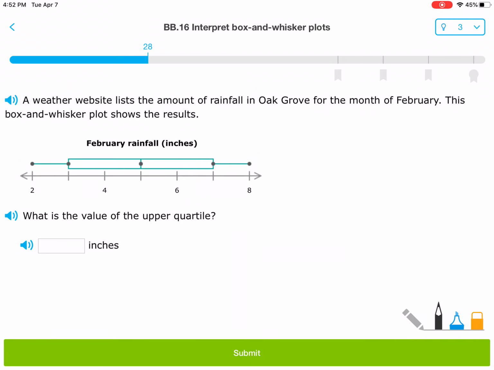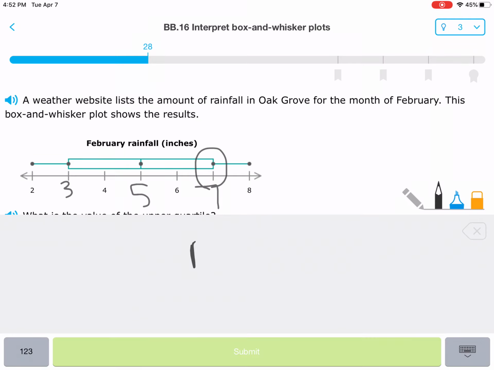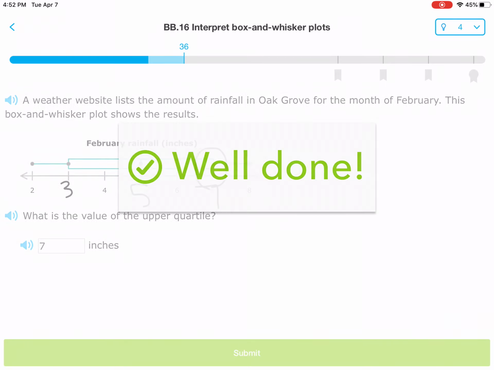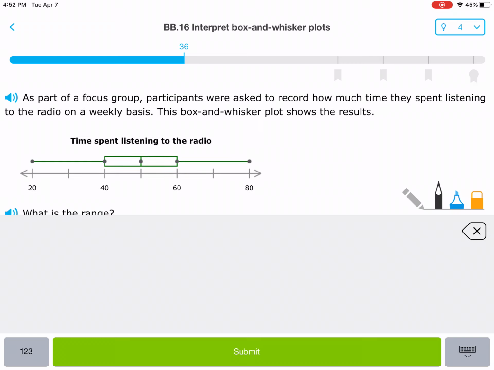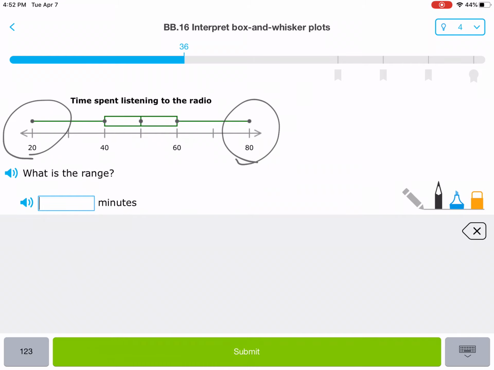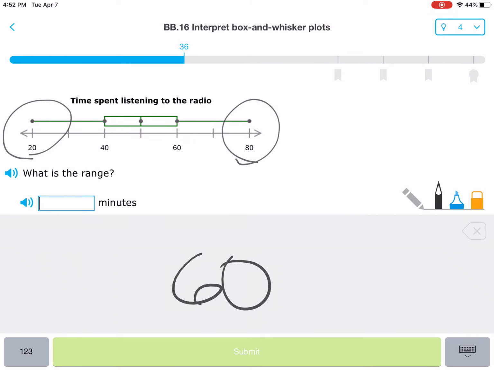What is the value of the upper quartile? That's the top of the box. And this one looks like it's counting by 1. So 2, 3, 4, 5, 6, 7. So 7 inches. What is the range? So 80 minus 20, the highest minus the lowest gives me 60.